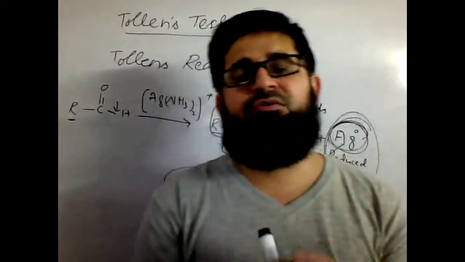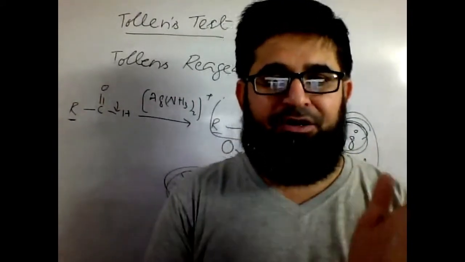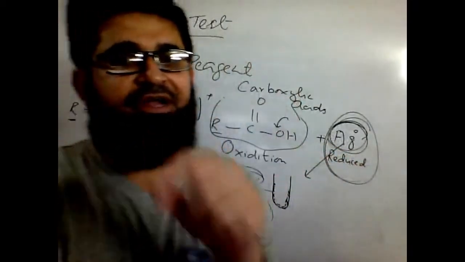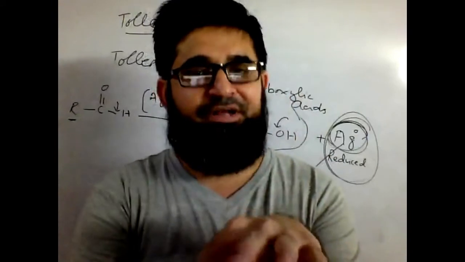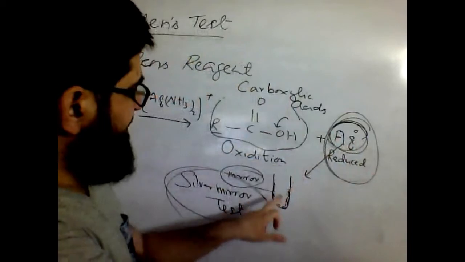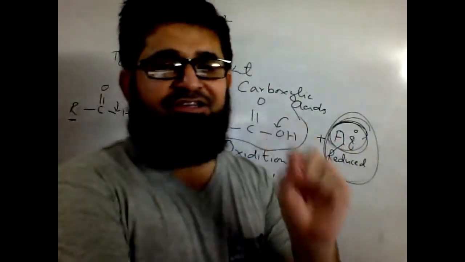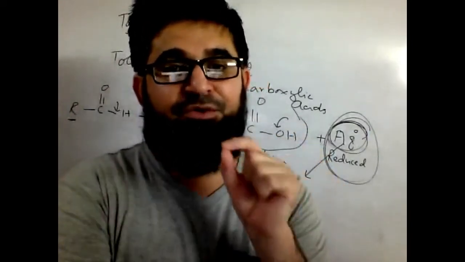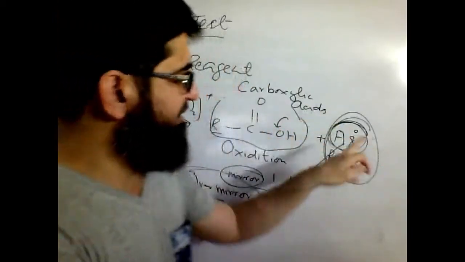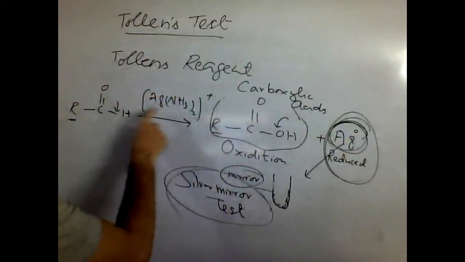During this test, what has happened? The aldehydes have undergone an oxidation to become acids, but we don't detect those acids. But we detect that the silver has been deposited against the wall of the test tube or flask. It gets deposited when it is in the reduced form, when it's Ag0. So once it gets deposited, we do believe that there has been a reaction between these two bodies.